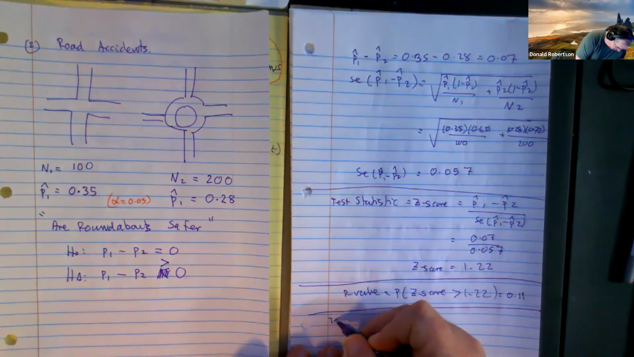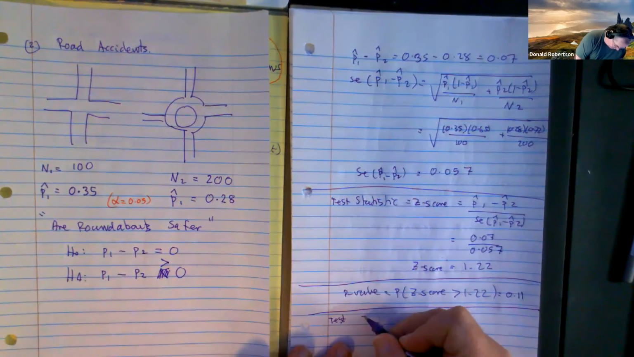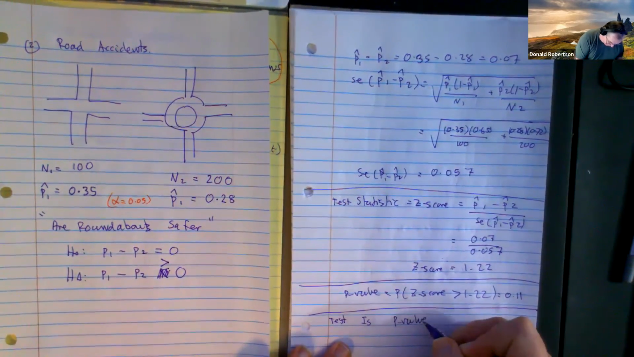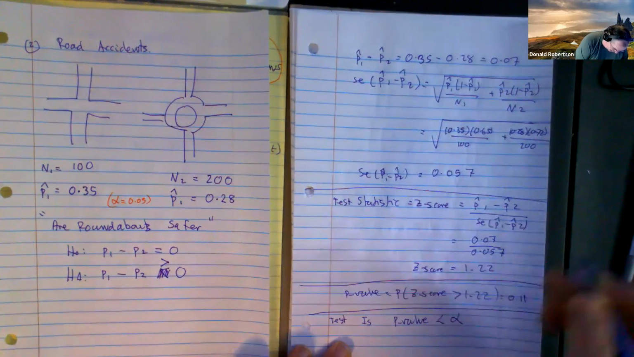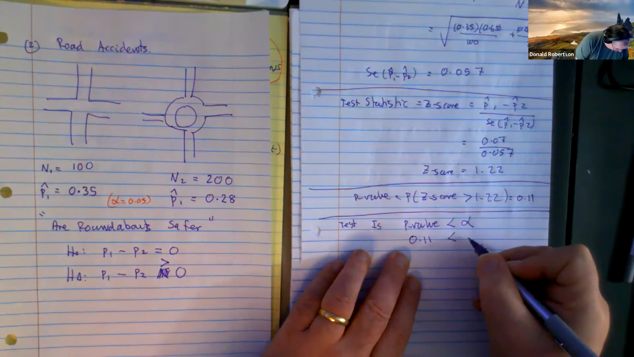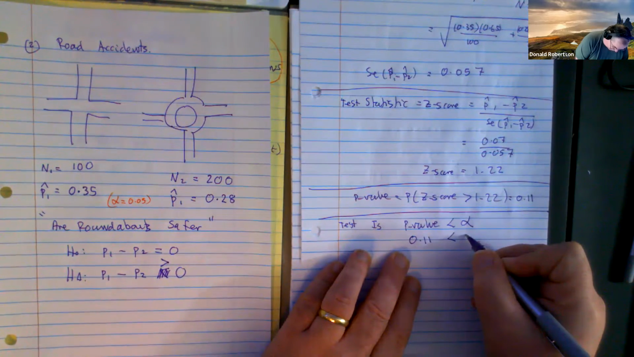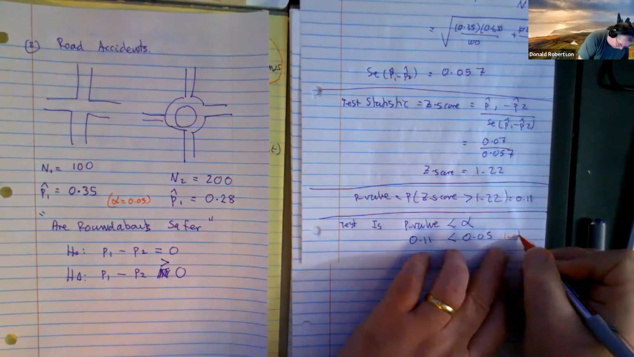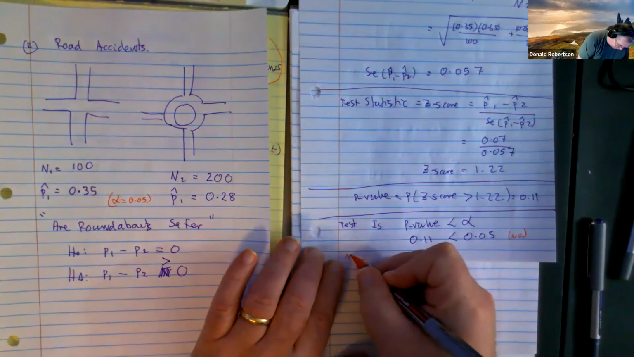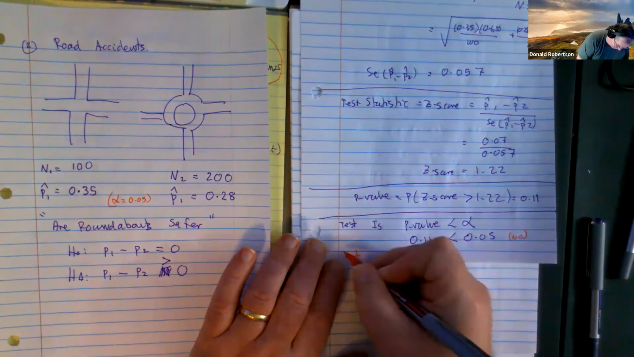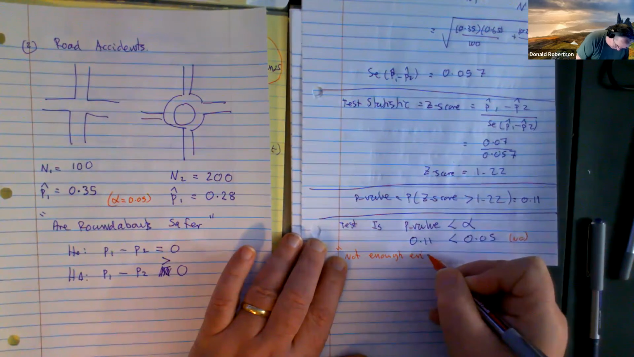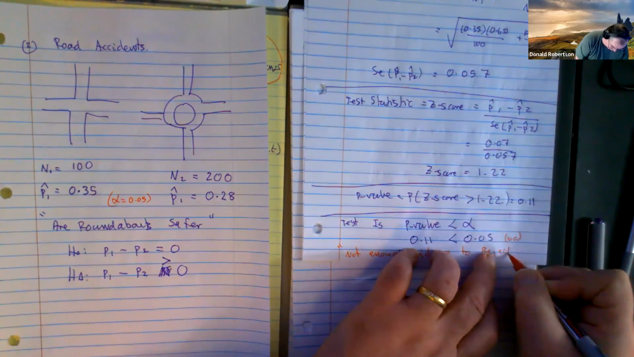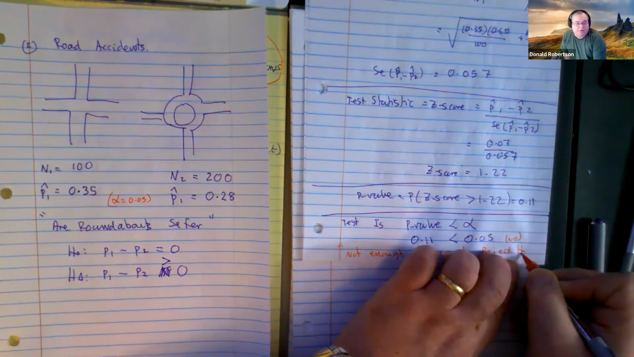So I do my test. And my test is: is my p-value less than the significance level alpha? Is that less than 0.05? No, it's not. So our conclusion is not enough evidence to reject H0, which is the answer you give every time that happens.